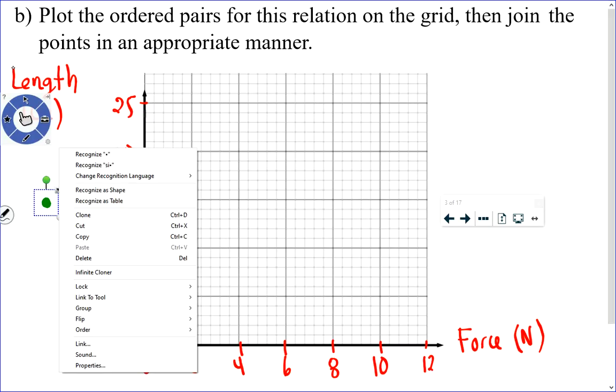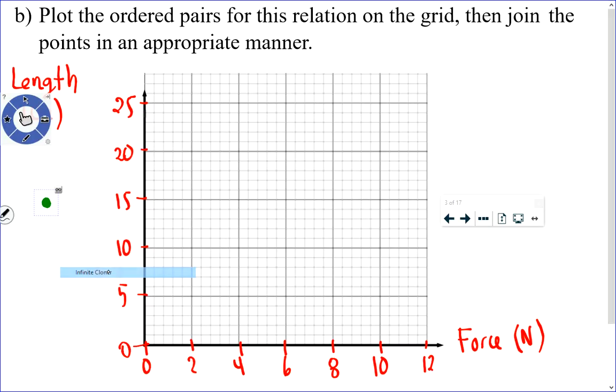You've got colors, feel free to break them out. Doesn't matter. When the force was 0, the length was 4. When the force was 2, the length was 8. When the force was 4, the length was 12. I want you to notice there's that consistent change.